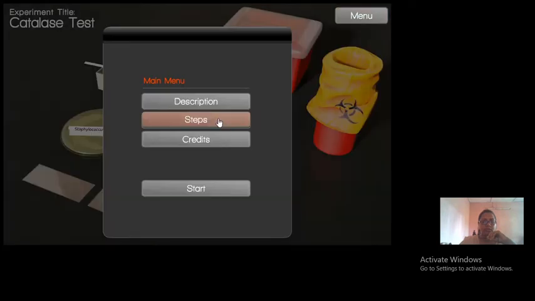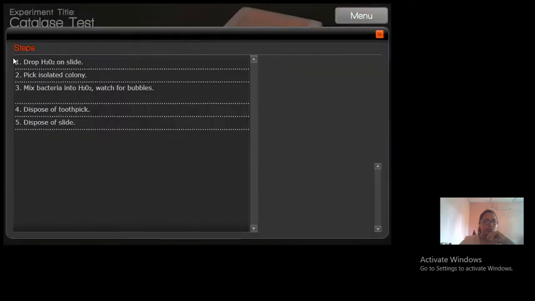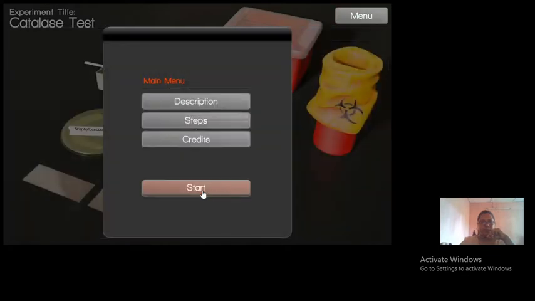Now coming to the steps. These are the steps. You have to take a drop of hydrogen peroxide, or H2O2, on the slide. You have to pick an isolated colony of the bacteria using a wooden stick, then mix the bacteria into the H2O2 and look for bubble formation. Fourth step is to dispose of the wooden stick, and then dispose of your slide once you have recorded the result of the test. Now we'll do it practically.